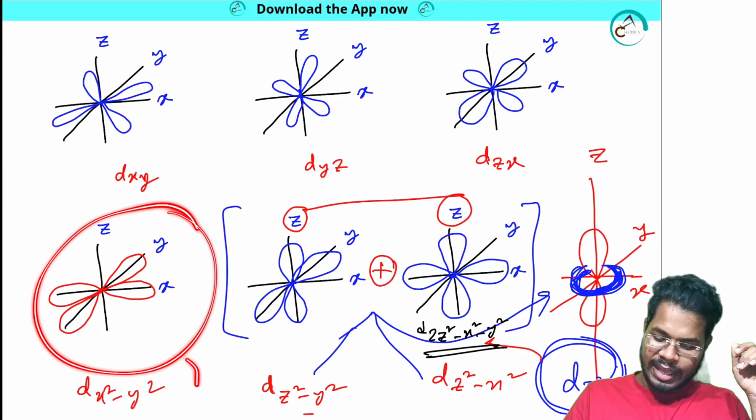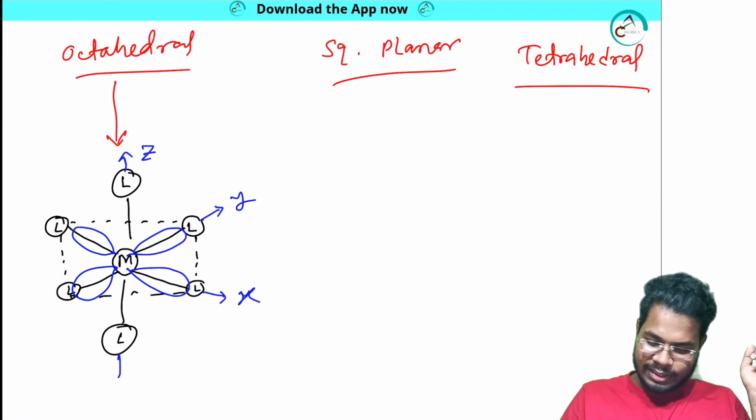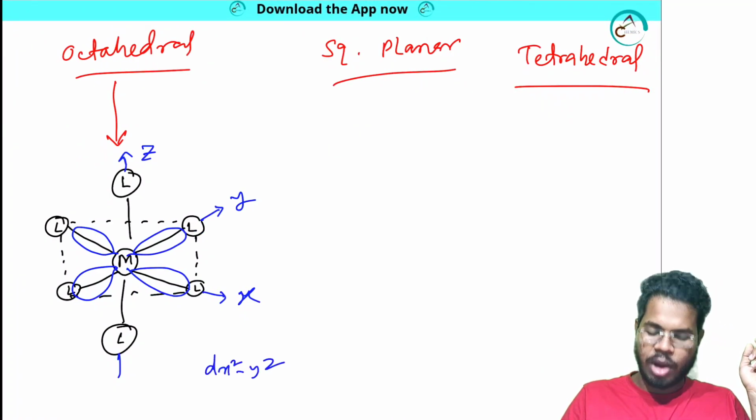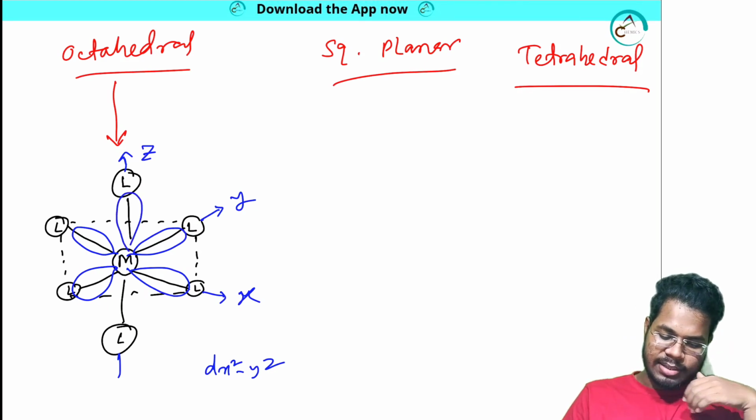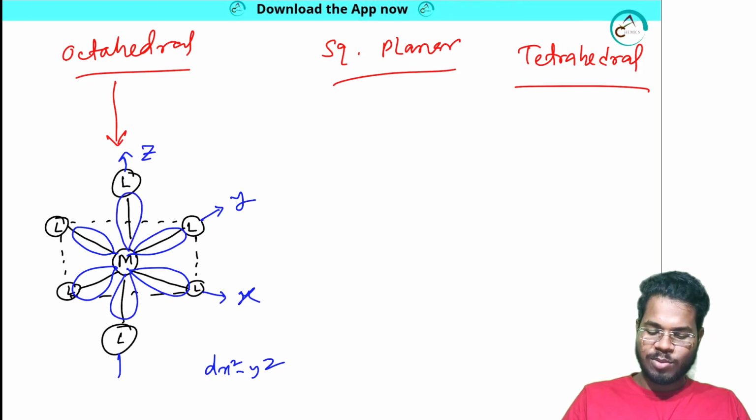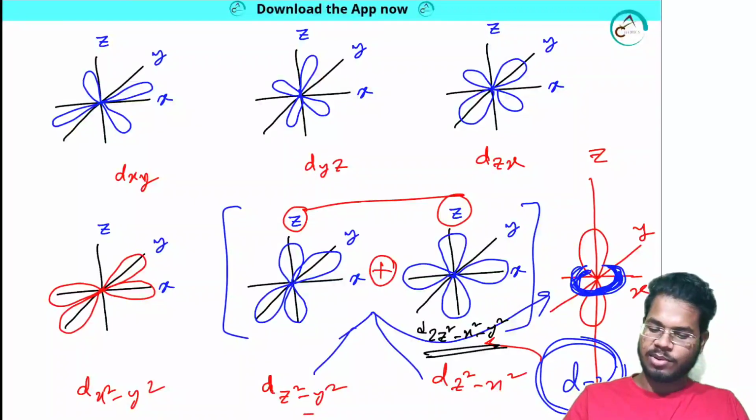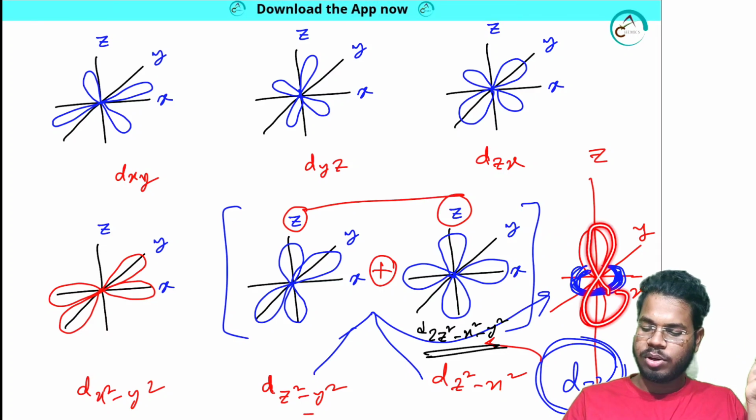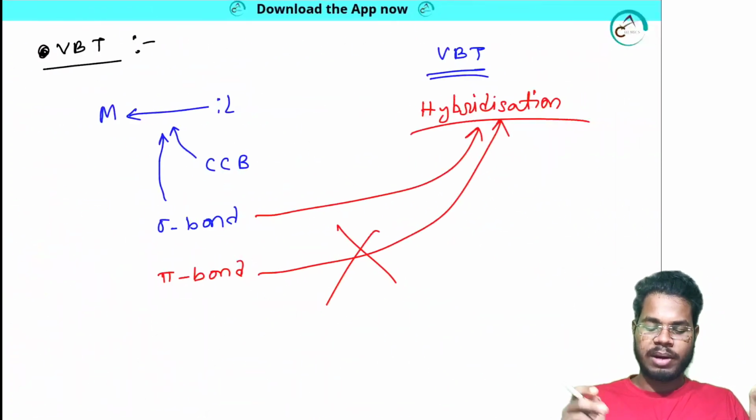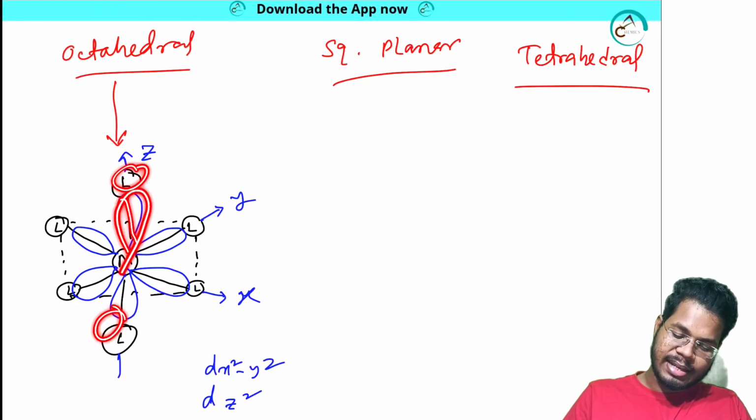This one, dx square minus y square, right? So we need to take that dx square minus y square. So we have got one. Another is z-axis. So you know that this will be of course dz square, the last one, which is considered as a z-axis lobe. So when a metal orbital is directly interacting with these two ligands, that will be our dz square.